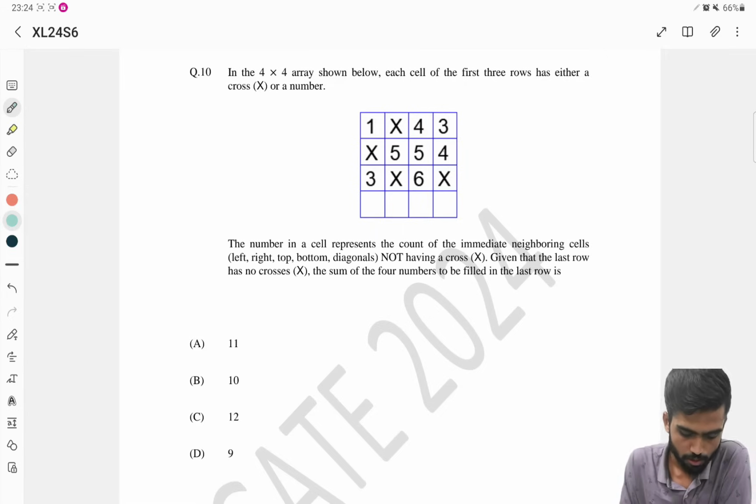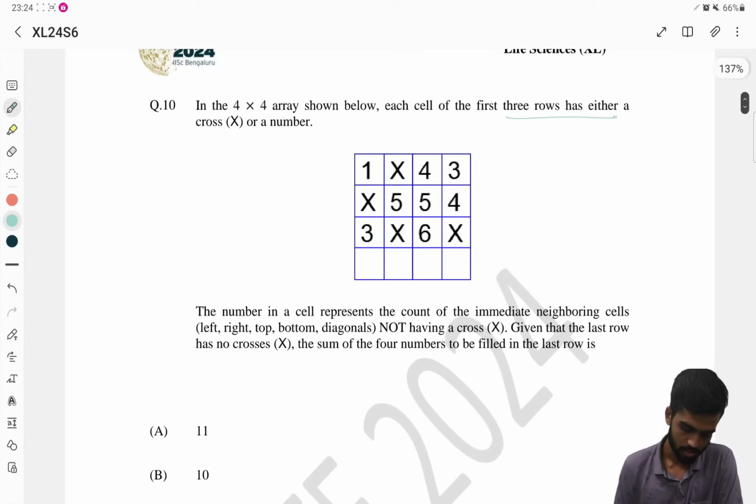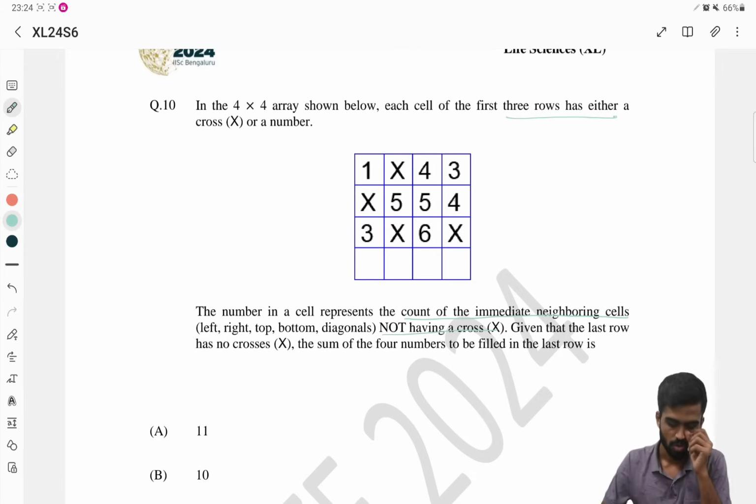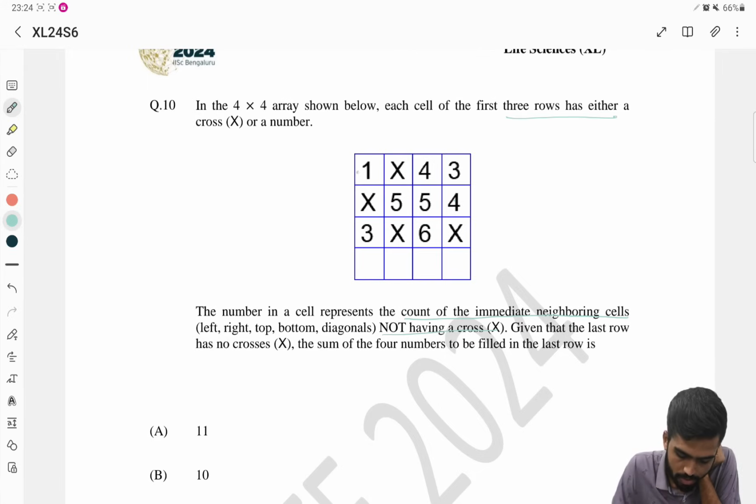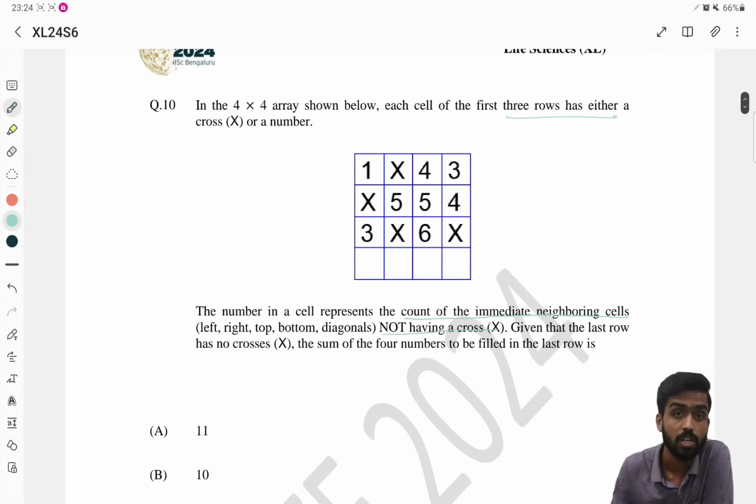Next question says that in a 4x4 array shown below, each of the first 3 rows has either a cross, X, or a number. What do the numbers in the cells represent? The count of the immediate neighboring cells that do not have a cross. So if we focus on this particular number, it is saying that in its neighboring cells, one of the cells does not have an X.